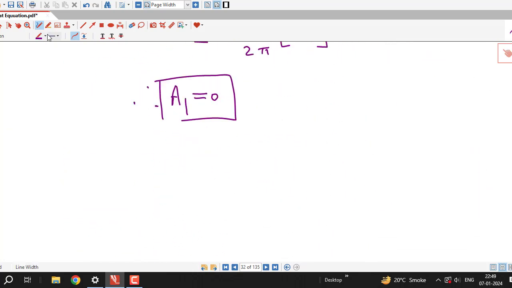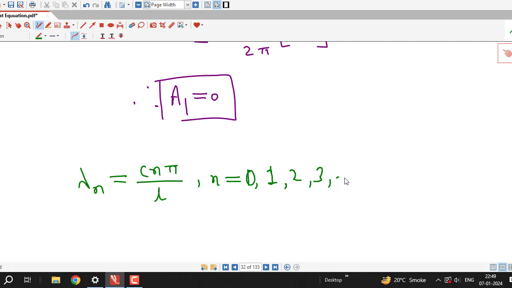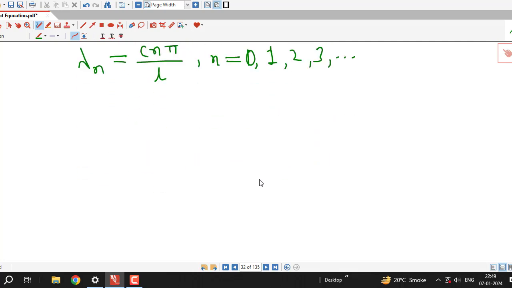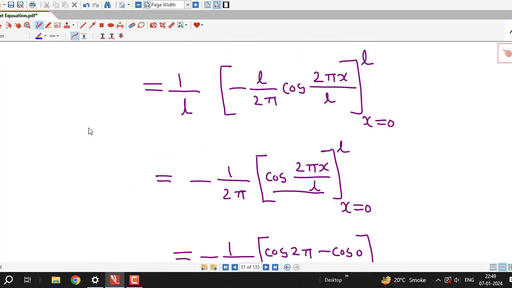And we have to write lambda n also. What is lambda n? It is given by c n pi divided by L. And here n takes the values 0, 1, 2, 3 and so on, because here we have lambda 0 also, that is 0. And now we have written all these things, we have obtained a0, an and lambda n. So we can write down the required temperature.